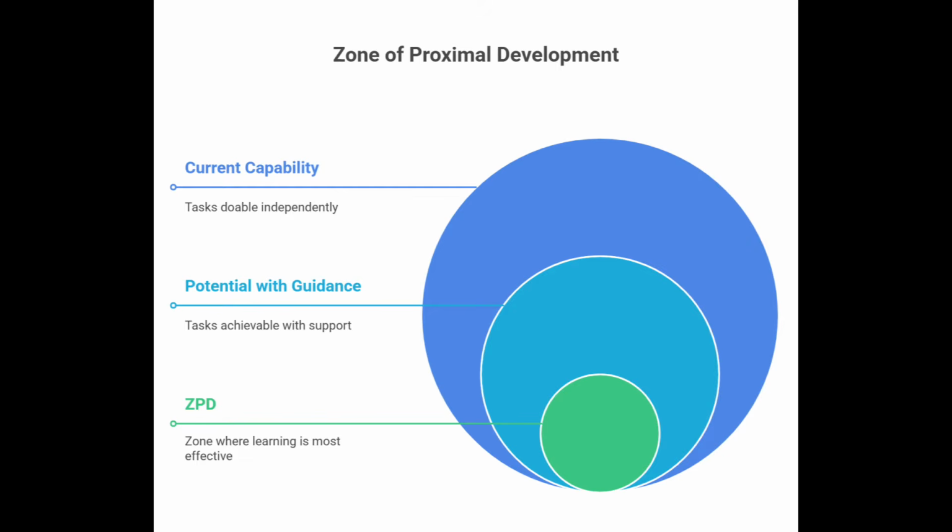For example, a student might be able to calculate basic area formulas on their own but can only grasp complex calculus concepts when a teacher provides scaffolding, models a strategy, and offers feedback. Learning is most effective when instruction targets this zone, making the challenging tasks achievable.